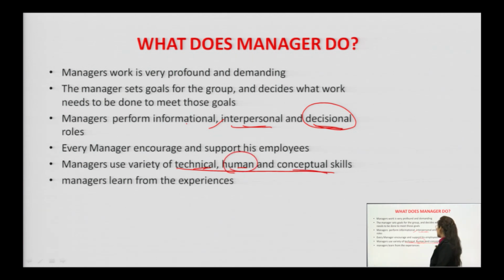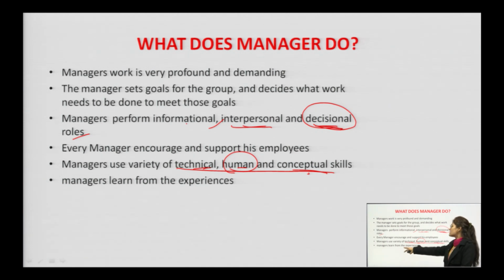And conceptual skills are basically used to perform the decisional roles. That means to decide things in the organization, he must have conceptual skills. Conceptual skills means he must have an ability to analyze things so that he can sort out the problems occurring in the organization on a day-to-day basis.